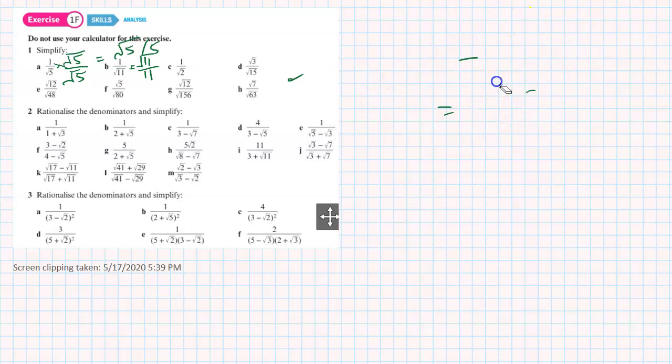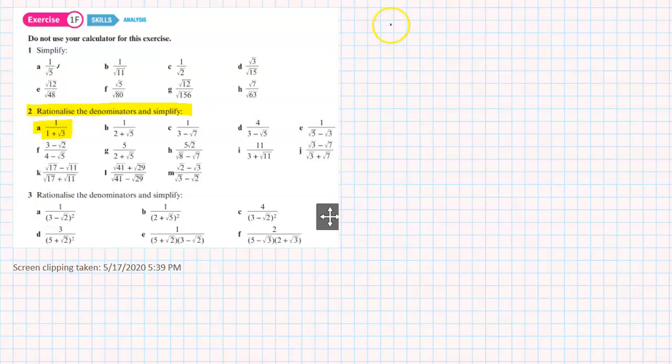Now let's do question number 2. Rationalize the denominator. It means this is an irrational number. We have to put a rational number here in place of this. So what we are going to do is, question number 1 is 1 over 1 plus root 3.